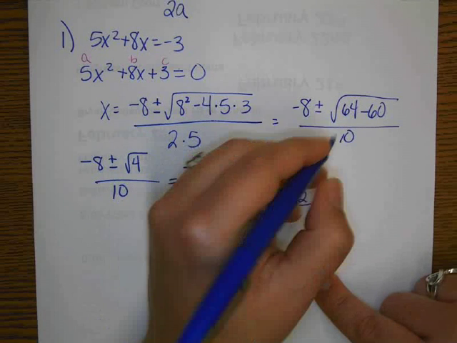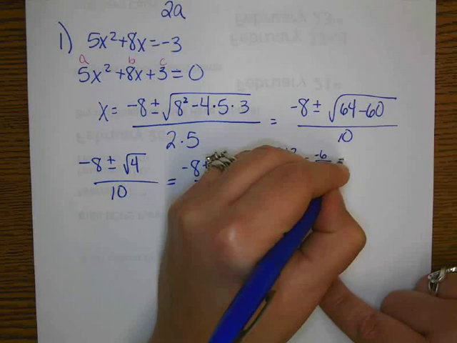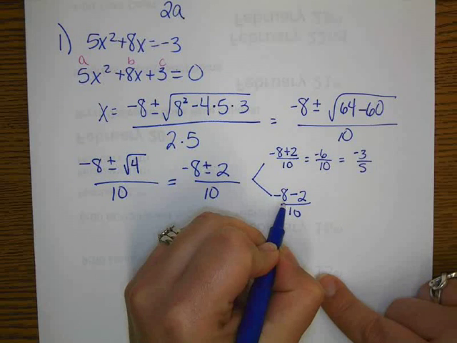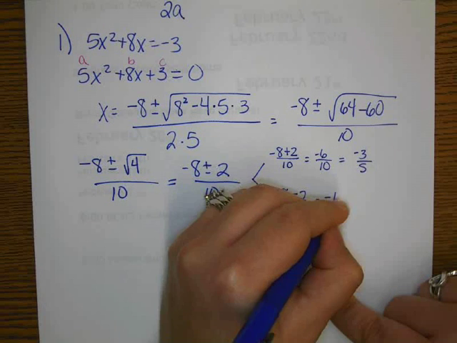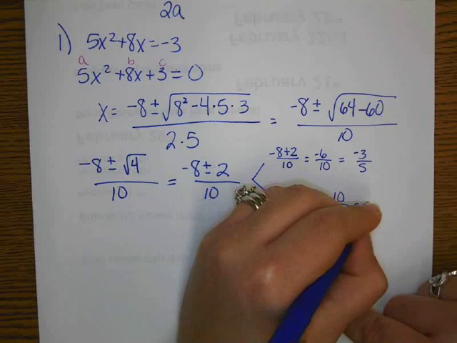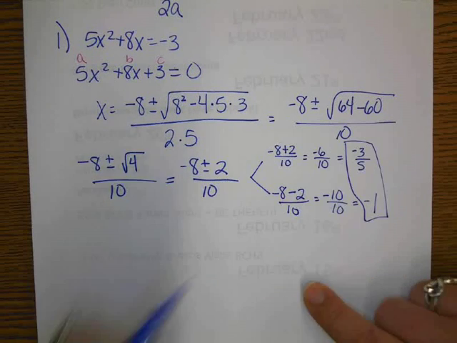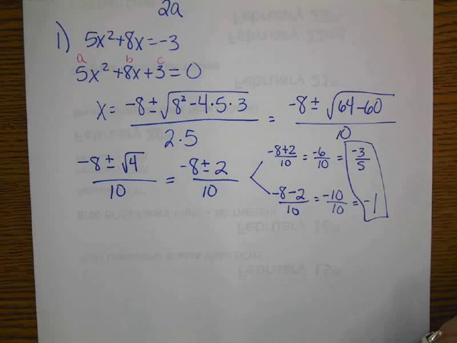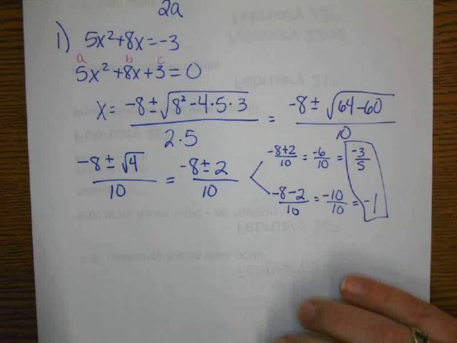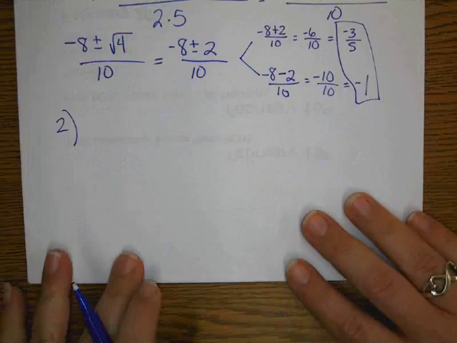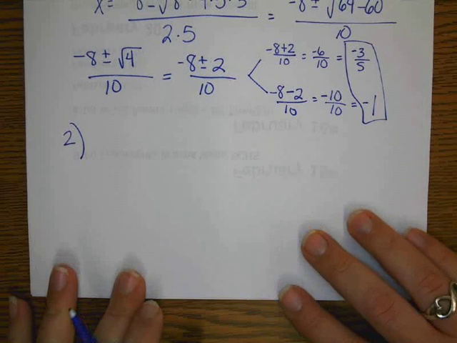So negative 8 plus 2 is negative 6 over 10, which is negative 3/5 reduced. Negative 8 minus 2 is negative 10 over 10, which is negative 1. So our two solutions are negative 1 and negative 3/5. So take a moment and get that written down.